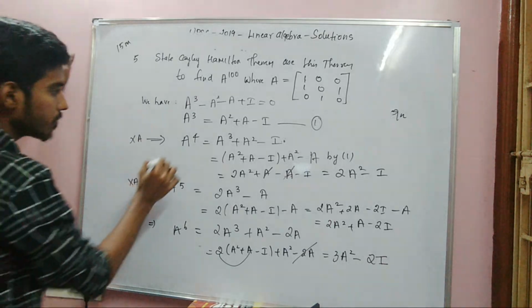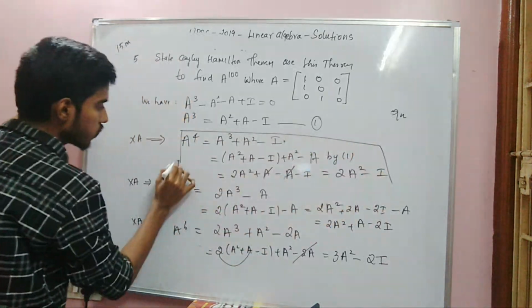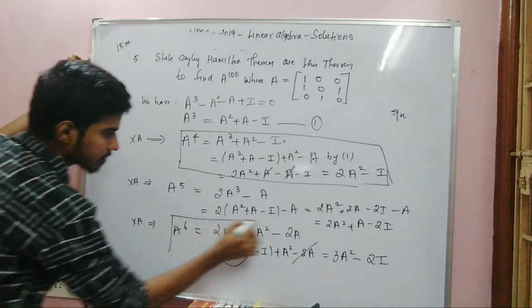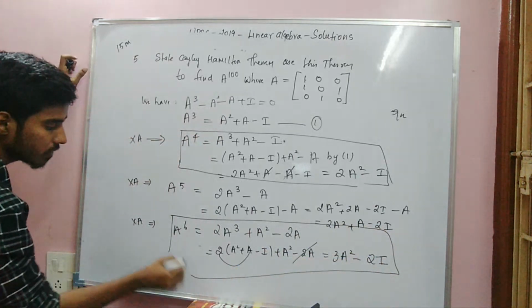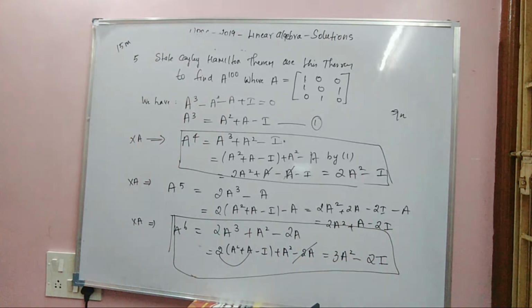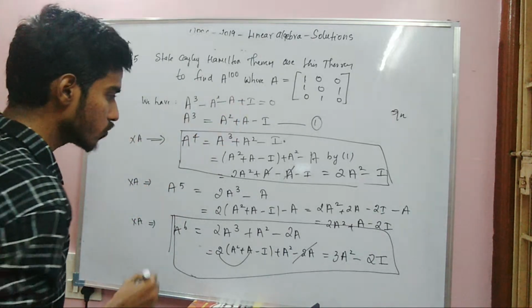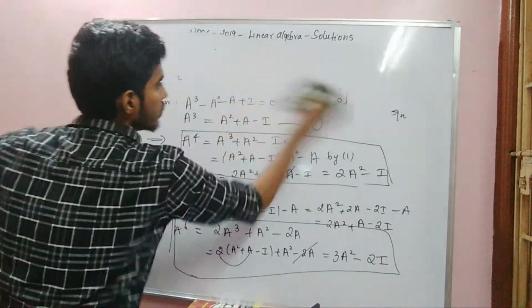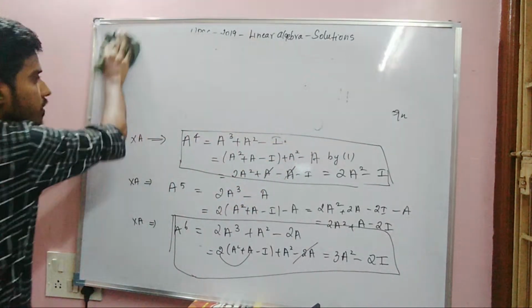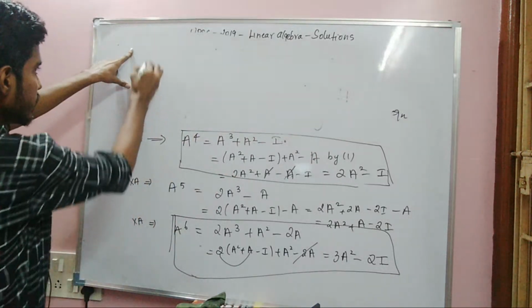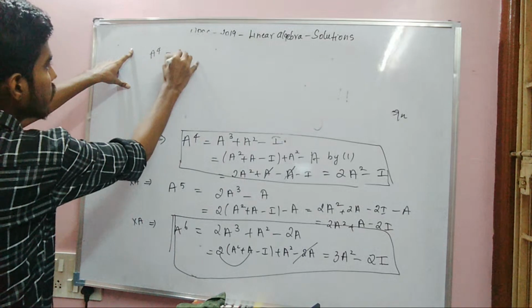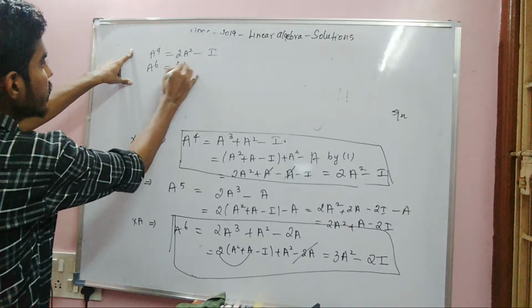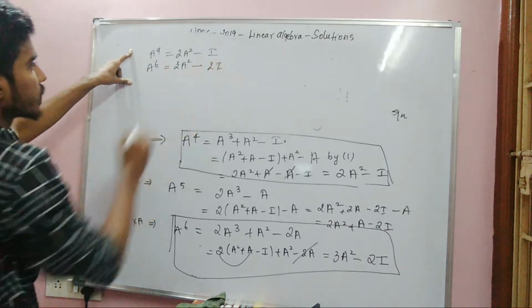Now if you examine A power 4, A power 4 is 2A square minus I, and for A power 6 we have 3A square minus 2I. Is there any pattern for all even powers? Now you find A power 8. So first you need to find A power 7, and then you need to find A power 8.